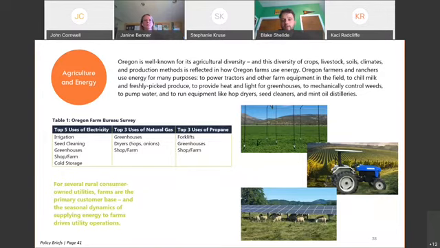Oregon farmers and ranchers use energy for many purposes: to power tractors and other farm equipment in the field, to chill milk and freshly picked produce, to provide heat and light for greenhouses, to mechanically control weeds, pump water, and to run equipment like hop dryers, seed cleaners, and mint oil distilleries.